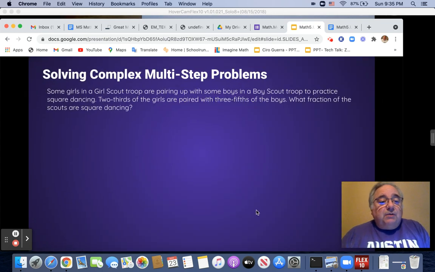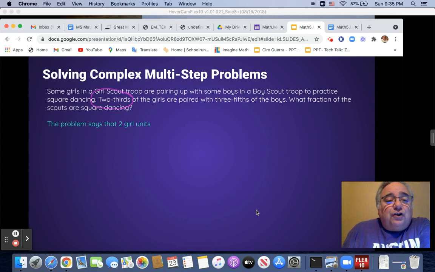out here. Some girls in a Girl Scout troop are pairing up with some boys in the Boy Scout troop to practice square dancing. 2/3 of the girls are paired up with 3/5 of the boys. What fraction of the scouts are square dancing? Well, it's telling you here that the problem says that 2 girl units are equal to 3 boy units.